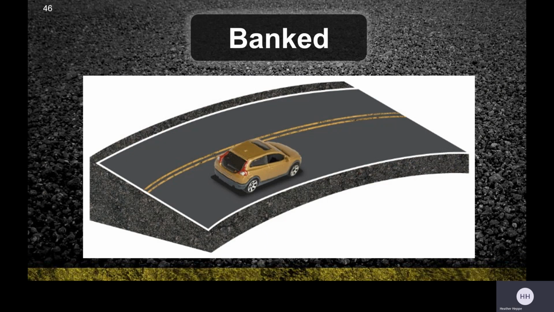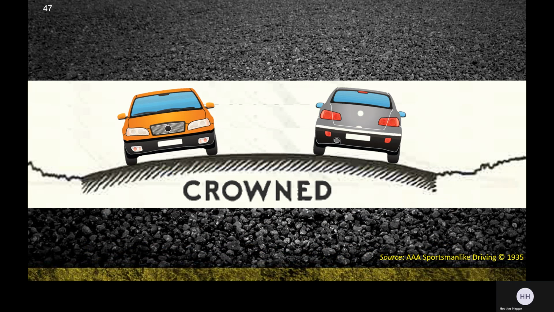Here we can see a banked roadway is found a little bit more in curves. And again, that's to kind of move the water a little bit faster. And so you just hold your steering wheel a little bit to maintain position in the center of your lane as this vehicle is here.